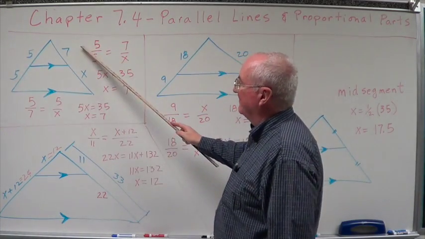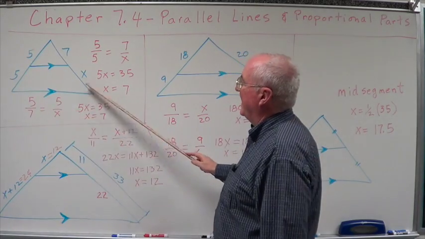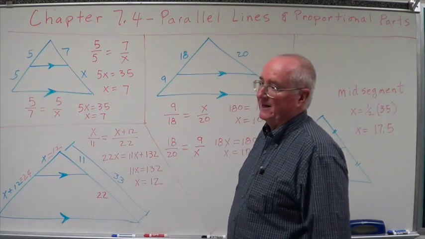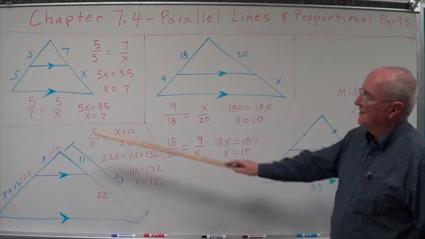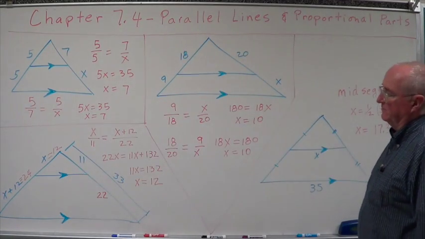Yes. 5 is to 7 as 5 is to x. Any doubt about what the x is going to be? No. We can simply look at that and tell what that's going to be.